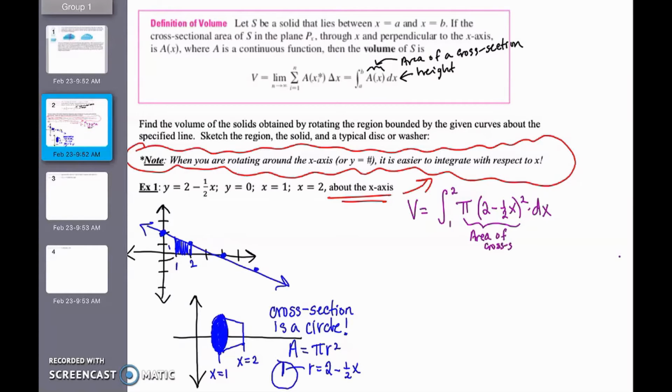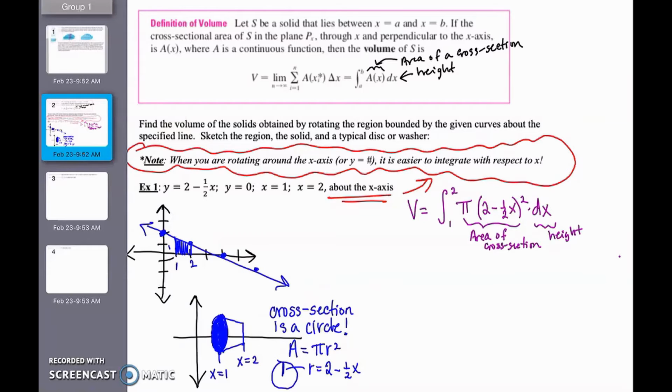Okay, so again, this part is the area of the cross section, and this part is the height of the cross section if we were to lay a circular disc flat. So the calculus basically is done, thinking through setting this up. Now we just have to work with the math that we know to solve this problem.